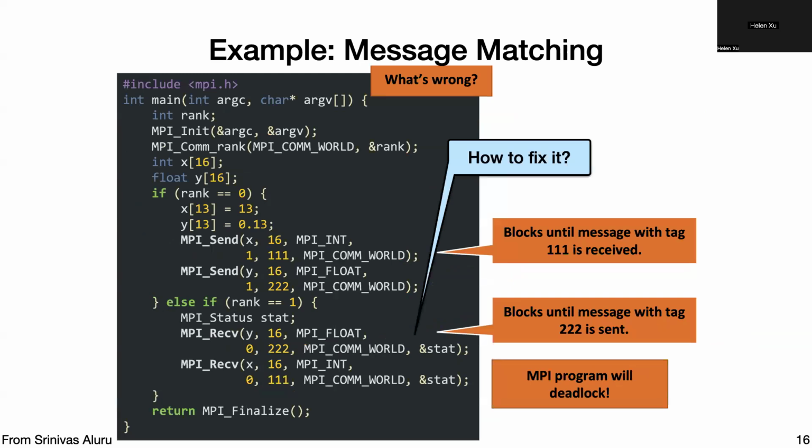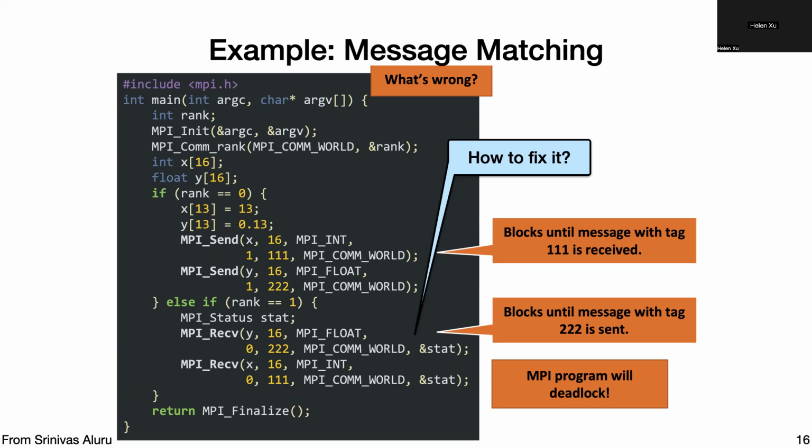Another example, suppose you have two sends. If you have multiple sends and receives, you want to be careful about the ordering of them. This is similar to what we had. This is just an example. We have two vectors x and y, and they both have some size, which is 16. We again have two ranks, and we set position 13 as 13 here, and position 13 as 0.13, but it doesn't really matter what's in them.